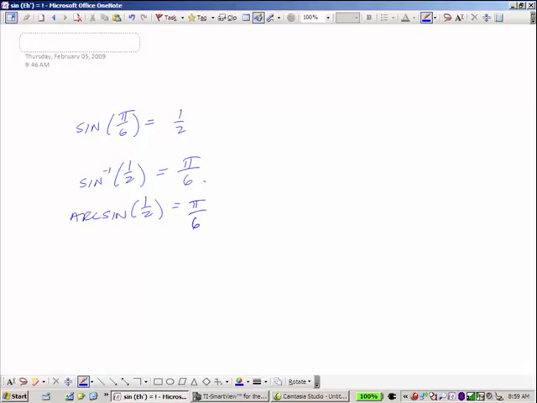So you could also say 150 is, in radians, 5 pi over 6. You could also say 13 pi sixths. You could also say 17 pi sixths. You could also say 25 pi sixths. We could actually go on and on and on.